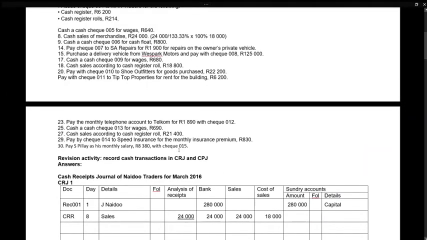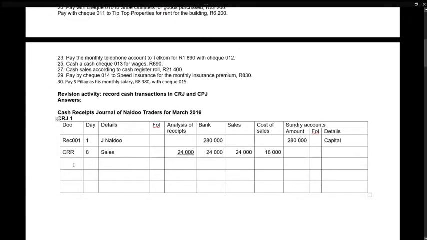Next transaction took place on the 18th. Cash sales according to the cash register roll, 18,800. We need to calculate cost price, so 18,800 divide by my selling price percentage, multiply by my cost price percentage will equal my cost price in Rand. Okay, so let's quickly calculate that. Should give you an amount of 14,100 Rand. Right, let's go and fill that in.